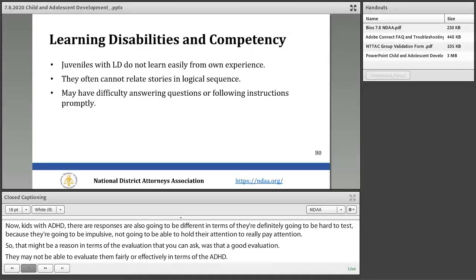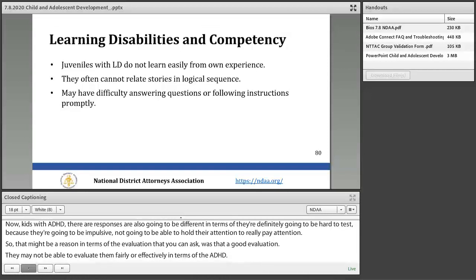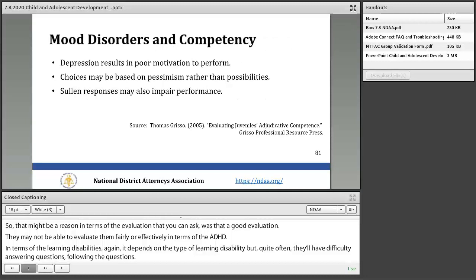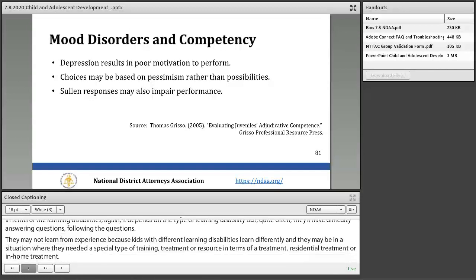In terms of learning disabilities, again, it depends on the type of learning disability, but quite often they will have difficulty answering questions and following the instructions, and they may not learn from experience because kids with different learning disabilities learn differently. They may be in a situation where they need a special type of training, treatment, or resource, such as residential treatment or in-home treatment.